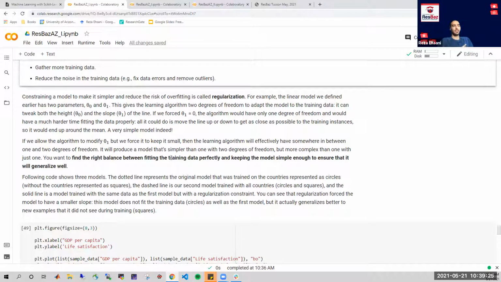If we allow the algorithm to modify theta 1, but we force it to keep it small, then the learning algorithm will effectively have somewhere in between 1 and 2 degrees of freedom, and it will produce a model that is simpler than one with 2 degrees of freedom, but more complex than one with 1 degree. So we always should have a balance between fitting the training data perfectly and keeping the model simple to avoid overfitting and also have a good generalization of our model.